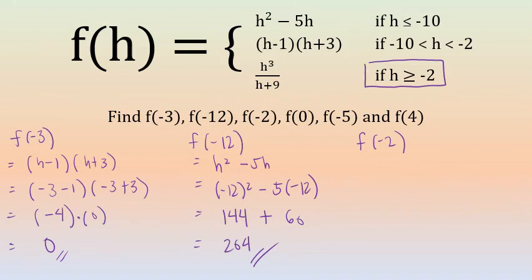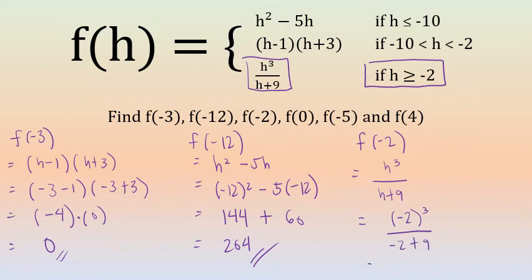So our third interval says if h is greater than or equal to negative 2. Since we have negative 2, equal siya sa condition na ito, we will be using the third subfunction. So this is h cubed over h plus 9. Substitute our values, we will be having negative 2 cubed all over negative 2 plus 9.